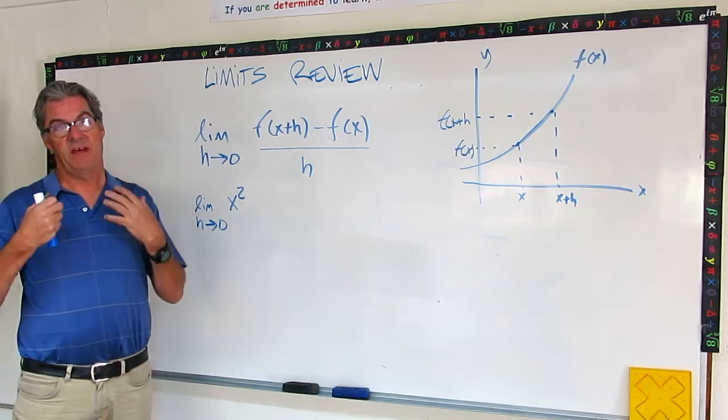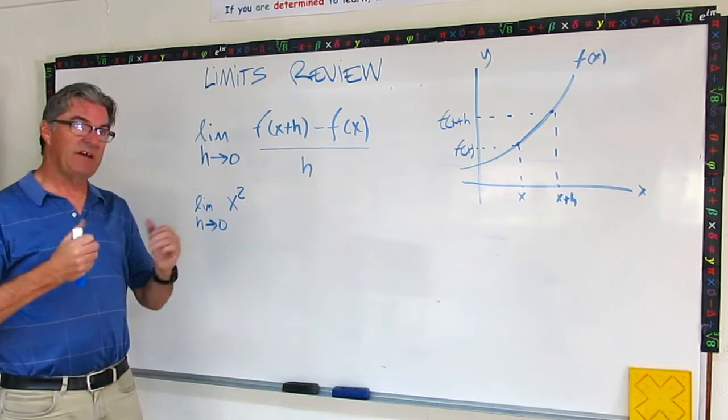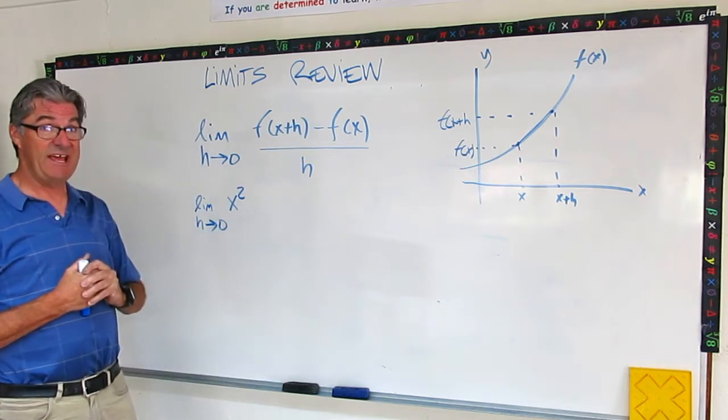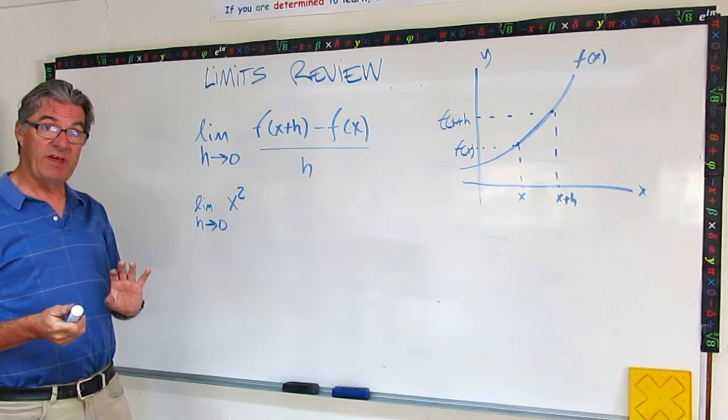Okay, next we looked at using limits to discuss the slope of a tangent line and actually to create a derivative function that allows us to calculate the slope of a tangent line at any point. So I'm going to go ahead and do that for you now.